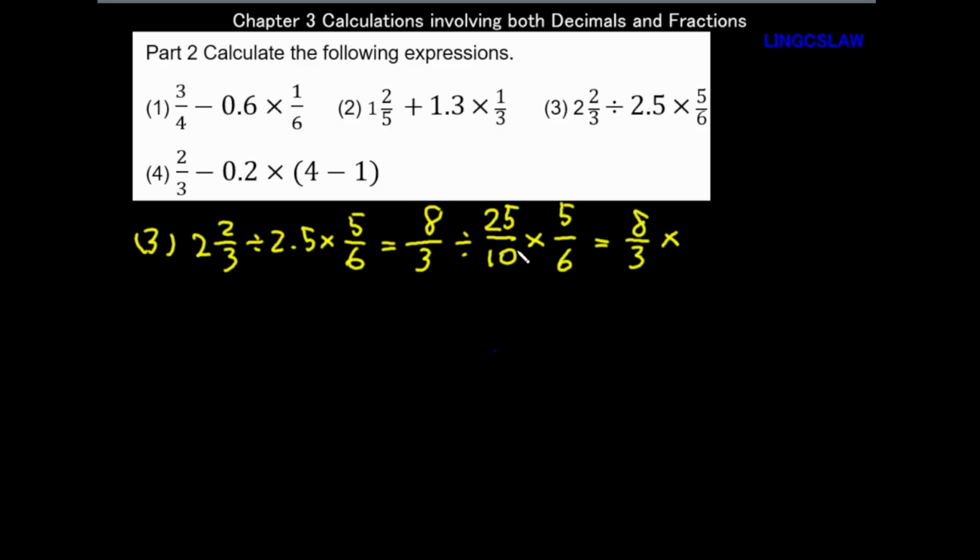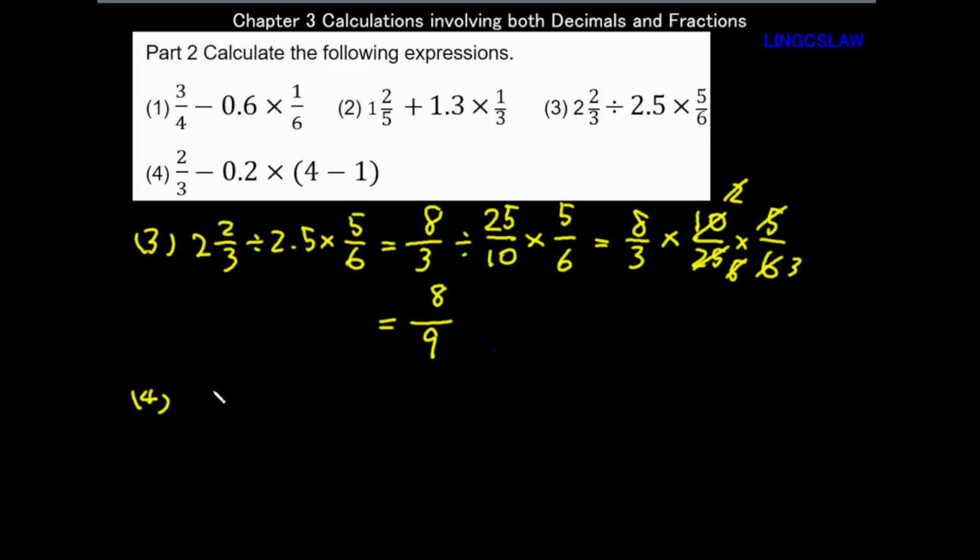So let's make the reciprocal of this one, 10/25, times 5/6. Now let's simplify this one. The denominator is 3 times 3 is 9, and the numerator is 8.